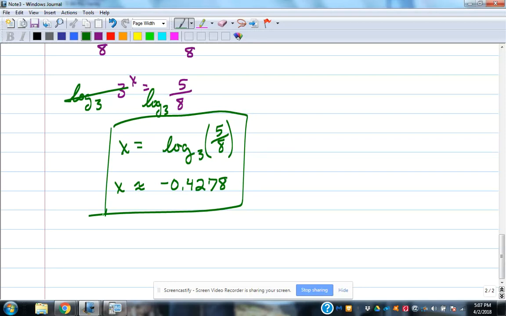Think about it. If you're going to raise 3 to a power and get 5/8, it better be a small number. It's making a small fraction from a negative small number. That works well.